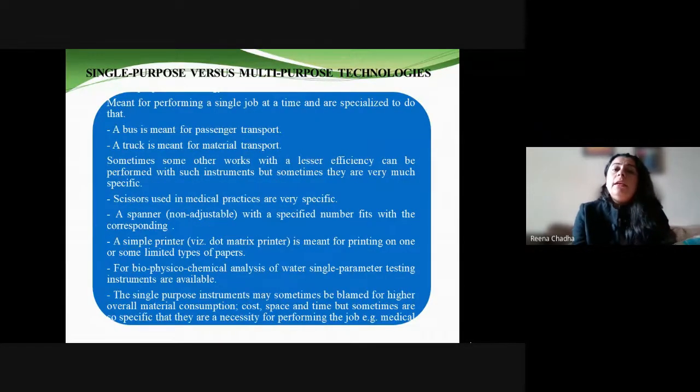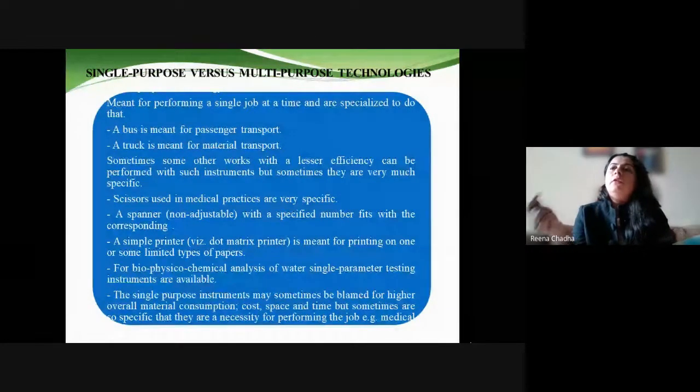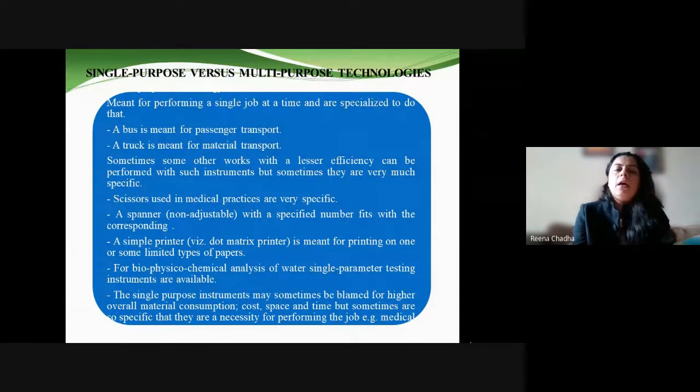So again, single purpose versus multi-purpose. Most of the time, multi-purpose is better, because for a single-purpose technology you will utilize many resources for its production, and when you need it for other purposes, you will again be utilizing other technologies and more raw material, so more consumerism will be there.